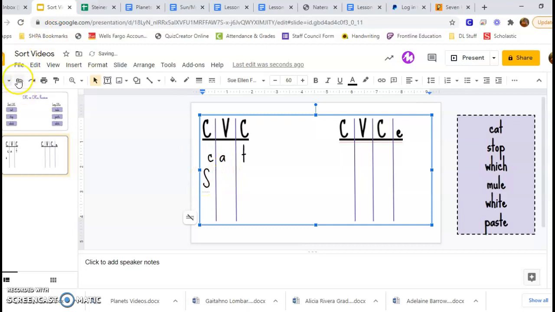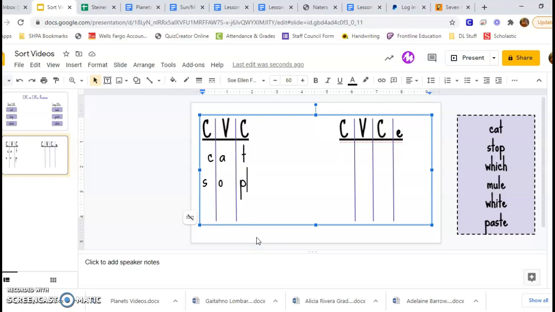Then what's the vowel in stop? Nice job, O. And what's the last consonant in stop? Yep, P. All right, now go back and look at your words, see if it spells the word correctly. S-O-P, sop. We're missing a letter. Which letter did we miss? Yes, we missed the T. Which group do you think the T goes in?